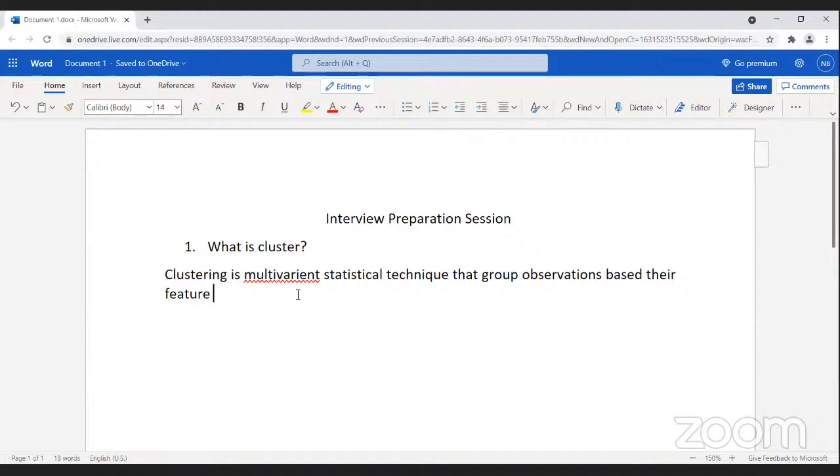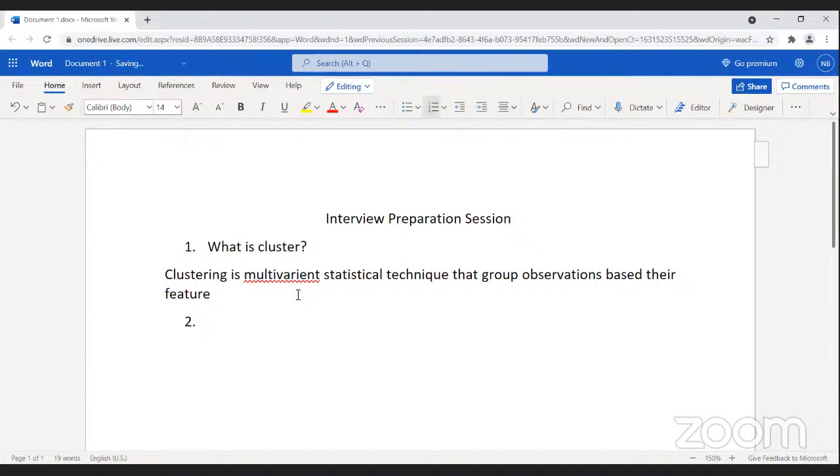That is nothing but those observations which are having similar features will be grouped into different clusters, means which are having similar features, they will come under one cluster. That is what the cluster means.